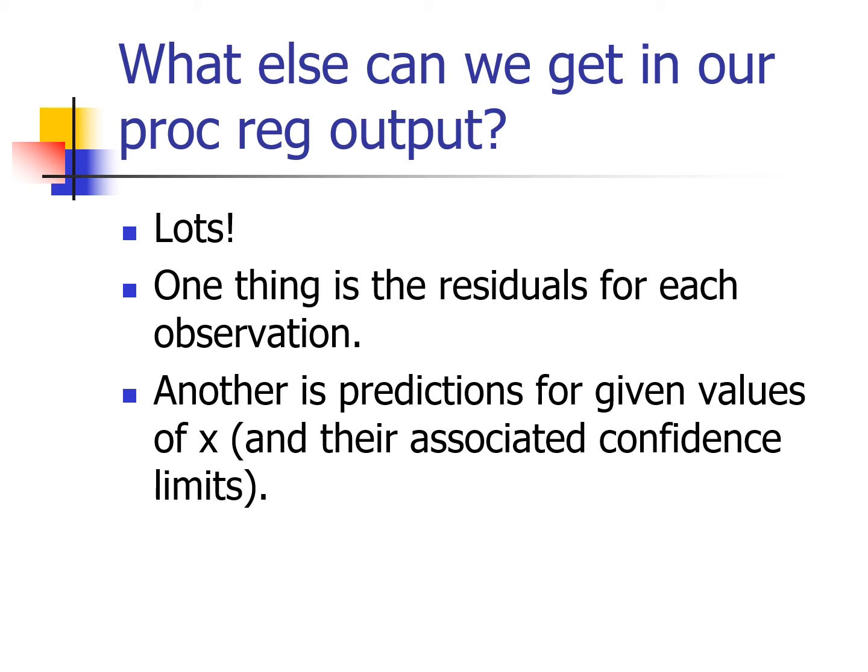But they're the two things we're going to talk about as we wrap up this chapter 5 part of the lecture. The first thing we can get from our proc reg output is the residuals for each observation. We'll talk about what those are and why they're useful. The other thing is we could get predictions for given values of x. We've already seen how to do that by hand, but we're going to see how to get SAS to do it for us. And even better, we're going to see how to get SAS to give us confidence limits for these predictions.